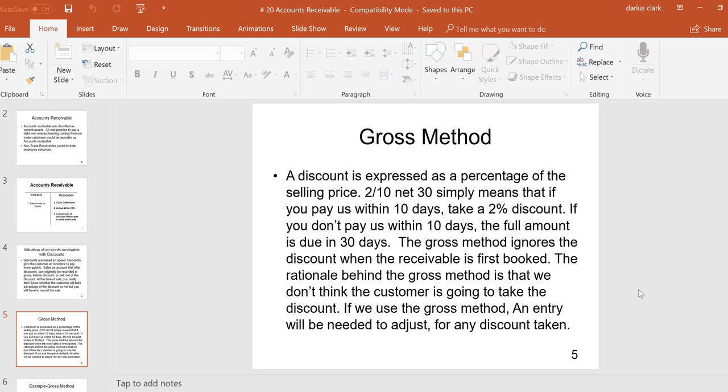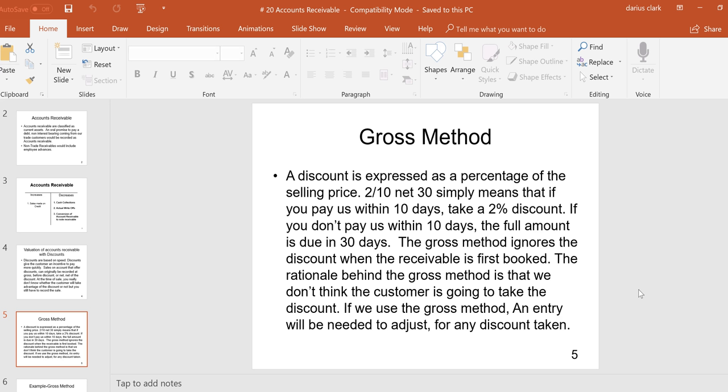And on a CPA exam, you're going to choose between the gross method and the net method. On slide five, the gross method, you're going to record 100% of the sale. You're going to record the sale as if there is no discount. Because the discount, while it's expressed as a percentage of the selling price, if we're giving them 2% off if they pay within 10 days, that's expressed as 2/10 net 30. You ever see that in any of the questions when you study? 2/10 net 30 means that if the customer pays us within 10 days, they're going to take 2% off. But if they don't pay us within 10 days, then they owe us the full amount within 30 days.